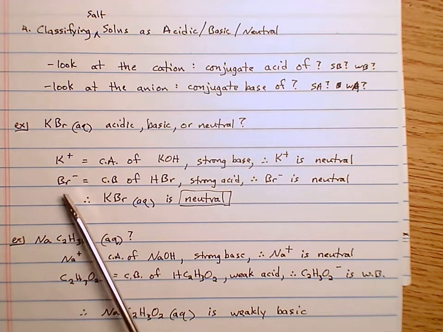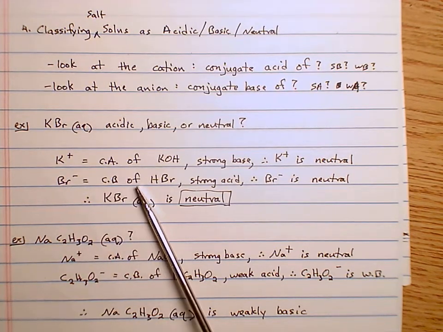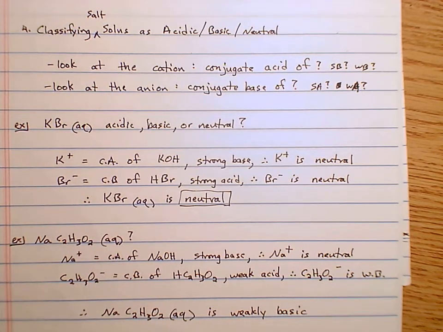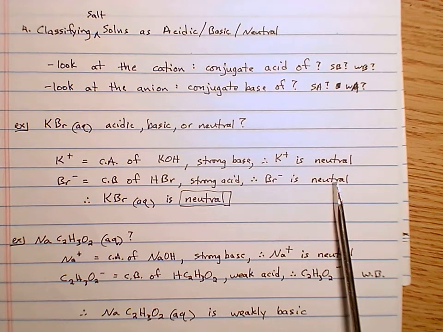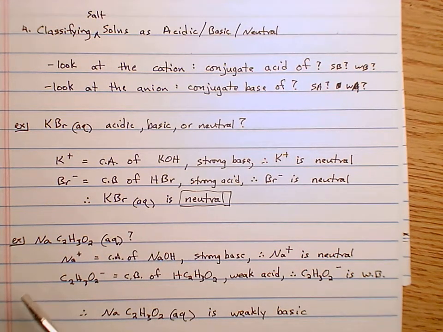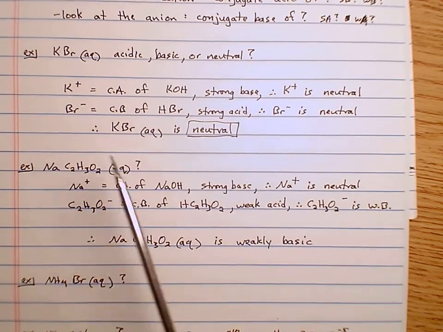Br minus, well, that's bromide. We know that's the conjugate base of HBr. Take your anion, add a proton to it, and see what type of acid that was. Bromide is the conjugate base of HBr, a strong acid, therefore bromide is neutral. Well, if our potassium is neutral and our bromide is neutral, that means KBr is neutral. You throw KBr into water, and the pH does not change. It stays neutral.